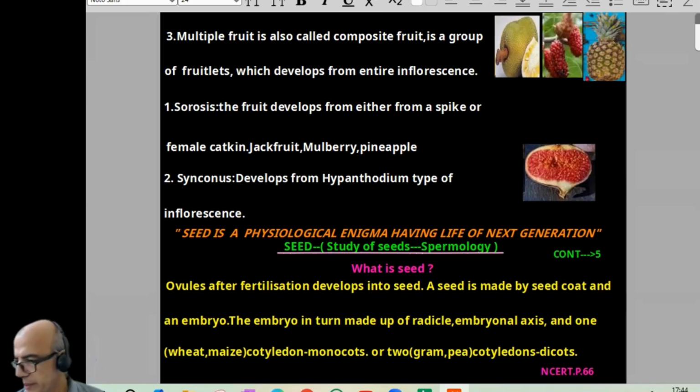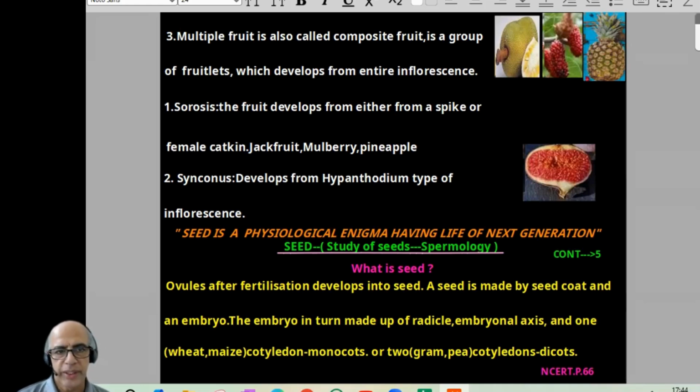Now comes seed. When we come to seed, there is a famous statement: seed is a physiological enigma, because it has the life of the next generation. So it is difficult to define, that is the meaning. With that, we can enter. The study of seed is called spermology. That is why the terms gymnosperm and angiosperm, naked seed and covered seed. So spermology deals with the study of seed.